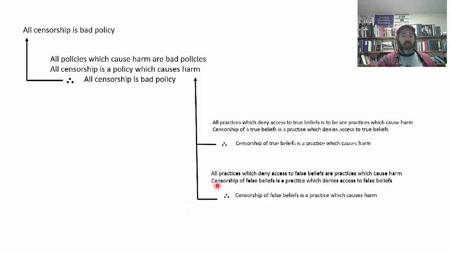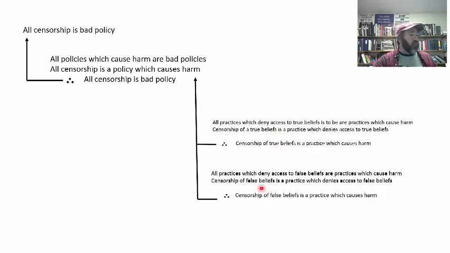But he's also got to prove that the censorship of false beliefs is a practice which denies access to false beliefs, and that denying us access to false beliefs causes harm, right? Because if he only proves that our concern is true beliefs, if it's just cutting us off from true beliefs, that's only part of what's out there in censorship. There's also false beliefs.